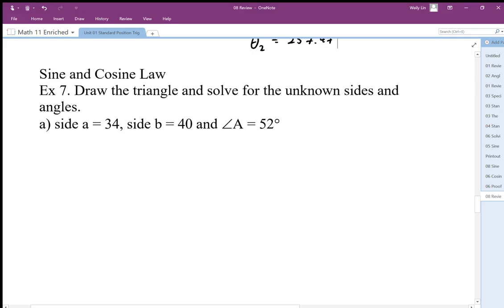This is a sine and cosine law problem. So basically we're going to solve for triangles. So I'm just going to sketch my 52 degrees, something like that. Sorry, that's angle A. So side B is the one next to it, and side A is going to be 34 like that. Okay, so this is angle B, angle C, side C.